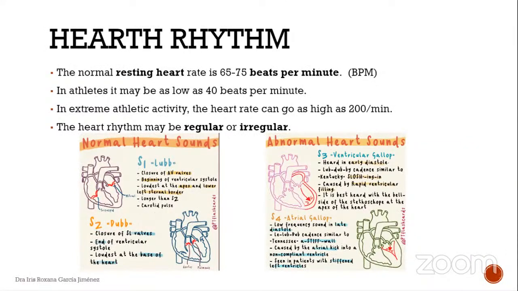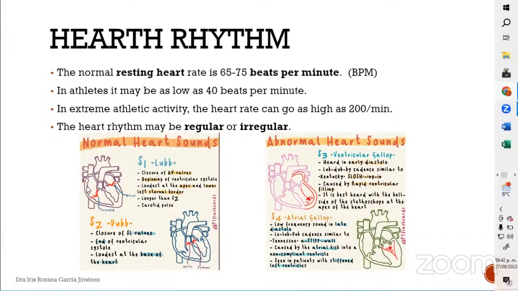Okay, considering the heart rhythm, we might take this detail into account. We have the chance to read the vital signs in 3 different ways. For example, looking at this, the normal resting heart rate is 65 to 75 beats per minute, abbreviation BPM, usually in parentheses, okay?